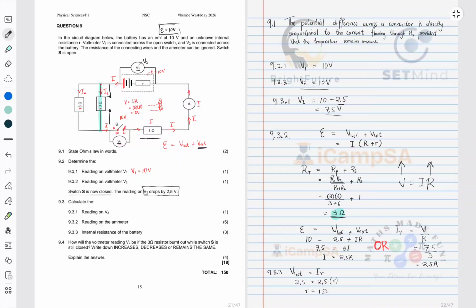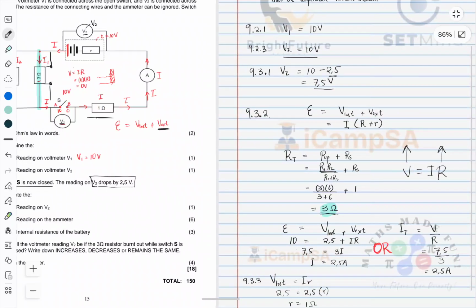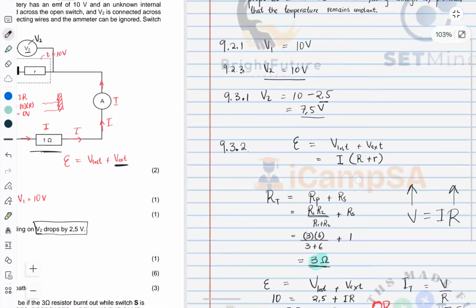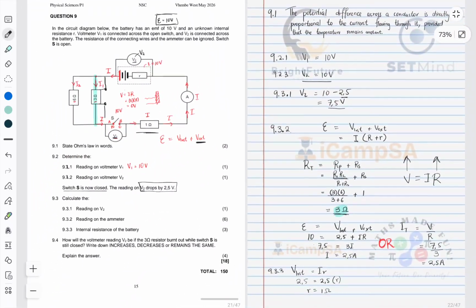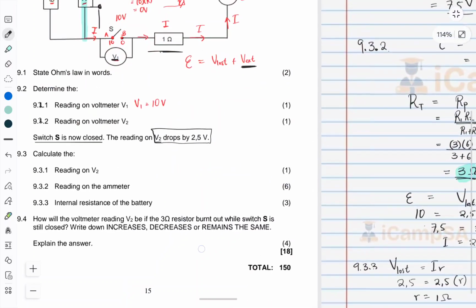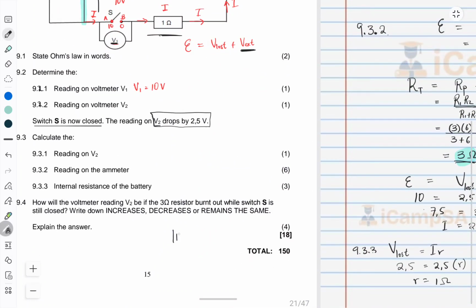What do I mean by plug in the values? Remember, once the 3 ohm resistor burns out, you will have a new circuit. How will your new circuit look? Let's try and draw it here. The new circuit will have your battery there, your ammeter there, your 1 ohm resistor there, and your switch there. Your switch is still closed, as they said in the instruction. Your 6 ohm resistor there. That resistor looks weird, but it's a 6 ohm resistor anyway. So this is your new circuit.